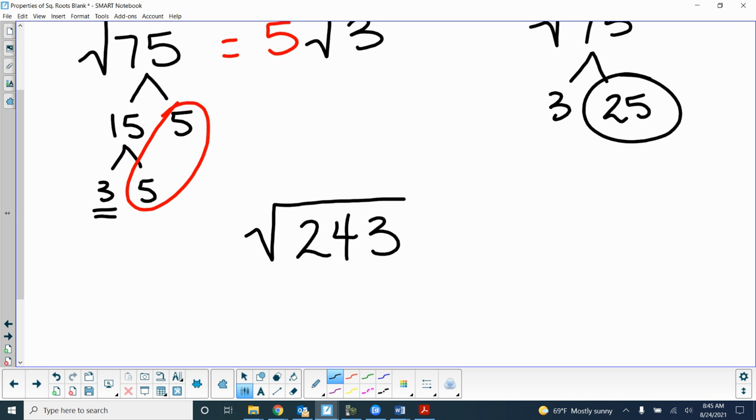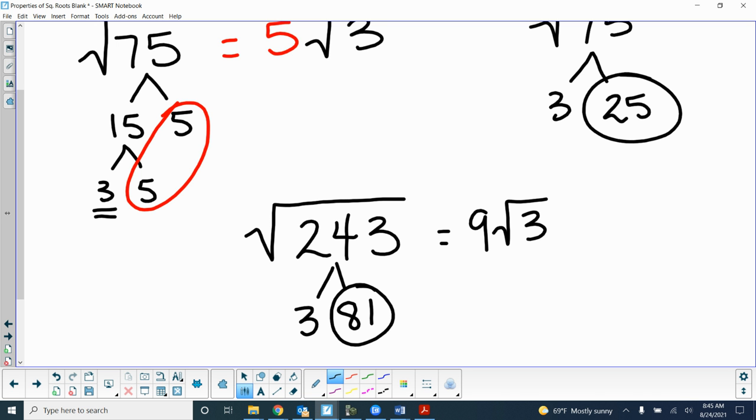If we do 3, that's 81. And then I'll circle it. Why? What did I say I circled? Perfect square. Isn't 81 a perfect square? 9 times 9, right? So what number can I pull out? 9. And then what's left? 3. Okay? You could have gone 243, and since the digits added up to 9, I know 9 goes into them.